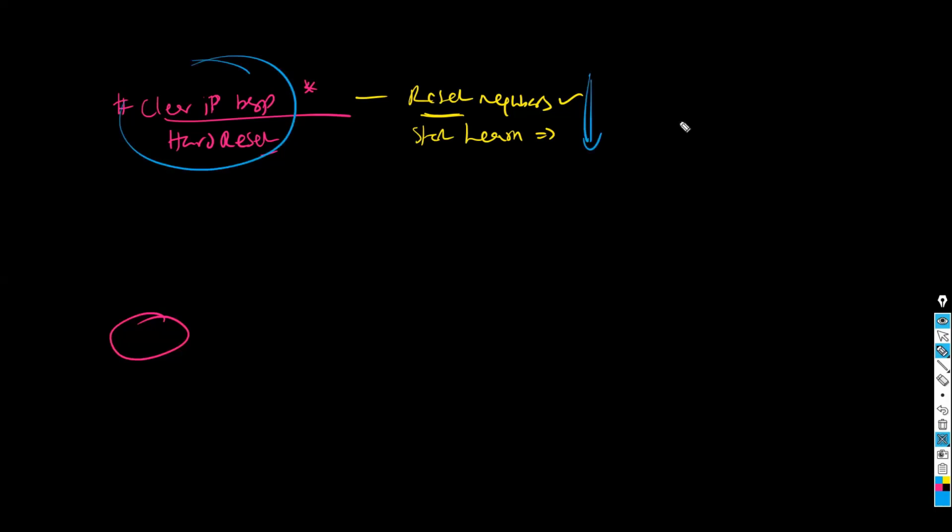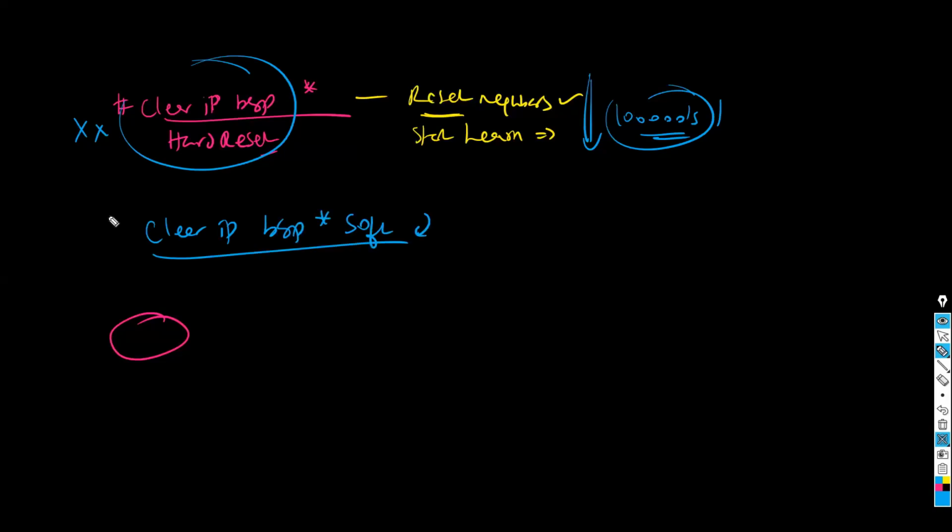Practically, if you have thousands of routes, it is going to take time, because the more routes you have coming from your neighbors, the more time it takes to converge. That's the reason this is really not recommended in production networks. Instead, you always use the command with a keyword called soft. There is a command called clear ip bgp, and here I'm going to add the keyword soft.